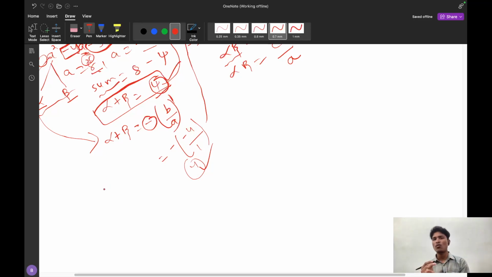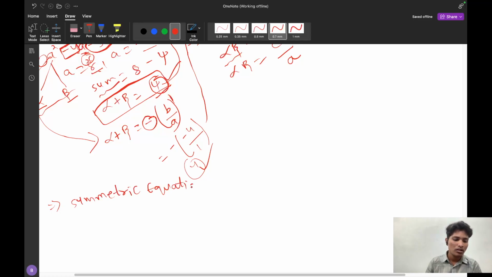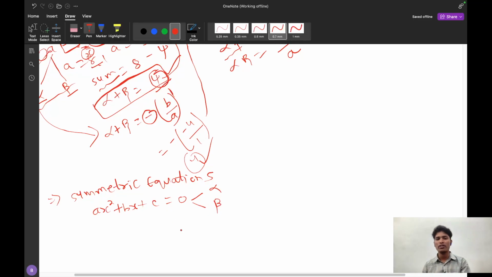Now you already understand what a quadratic equation is, how we can find the roots of the quadratic equation, and what the nature of the quadratic equation is. Now I am going to tell you what symmetric expressions are, that is, symmetric expressions of roots. Suppose I take ax square plus bx plus c is equal to 0, and I say that alpha and beta are the roots of this quadratic equation.